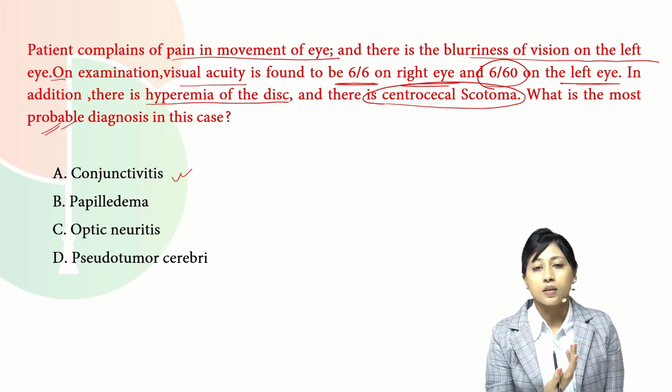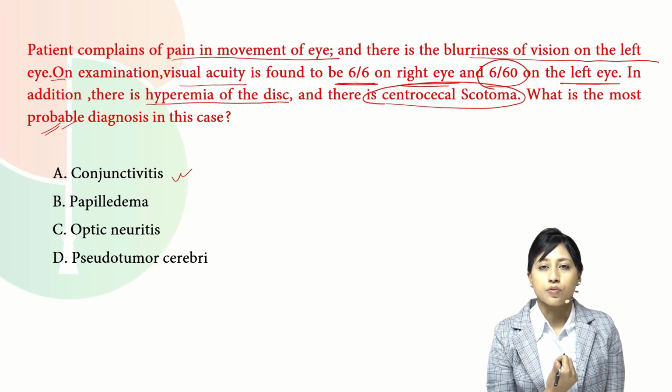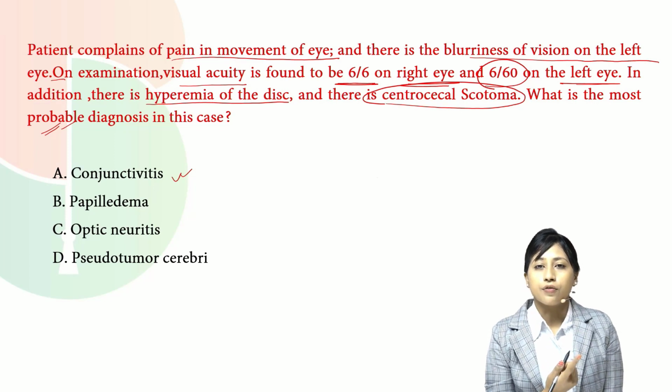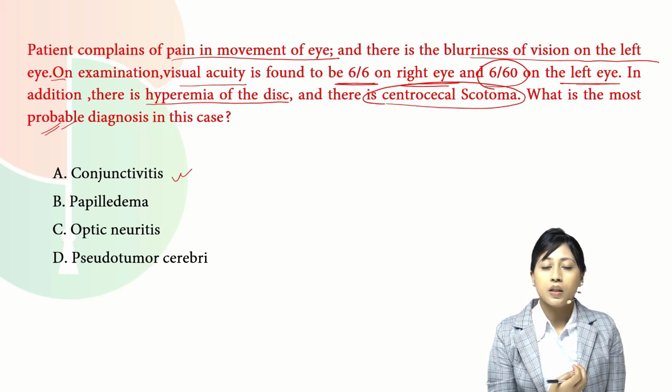So it depends on the etiology of the conjunctivitis. If it is bacterial, then the patient presents with discharge. We can see sticky eyelashes, congestion. If the etiology is viral, then symptoms are more than the signs. And if it is allergic, then the patient presents with itching, and we can see papillae on slit lamp examination.